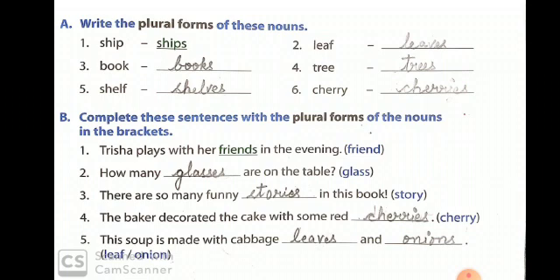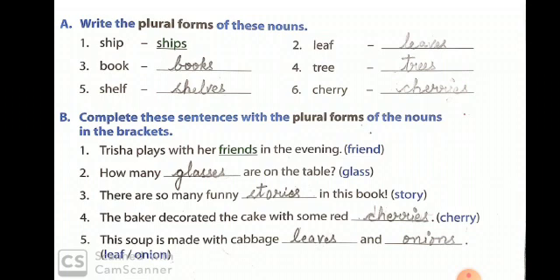Trisha plays with her friends in the evening. How many dash are on the table? The noun word is glass and glass ends in double s, so we'll add here es to make its plural.